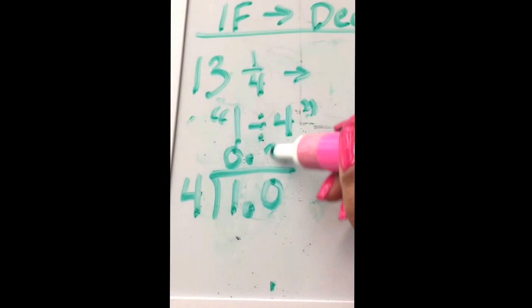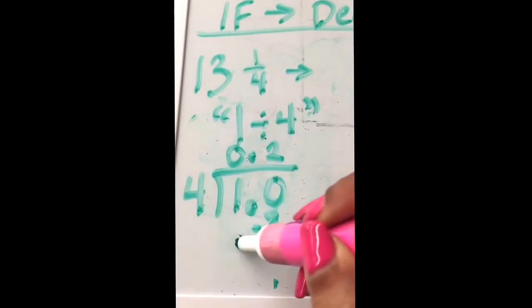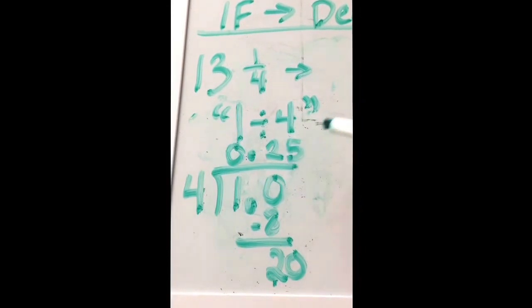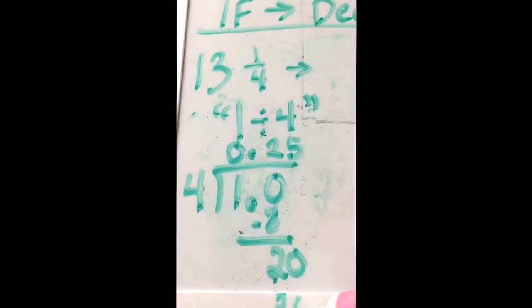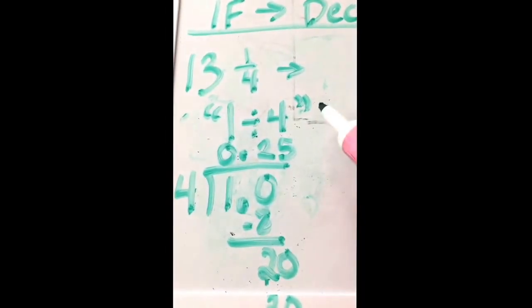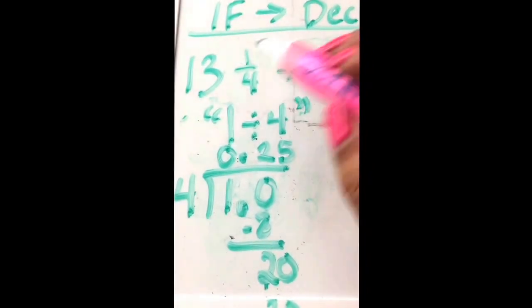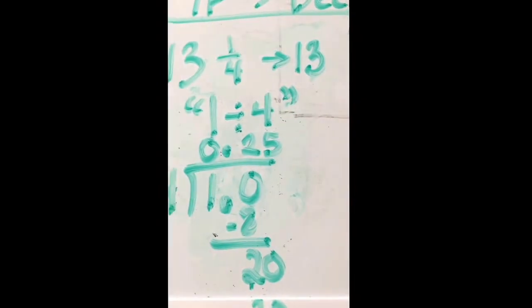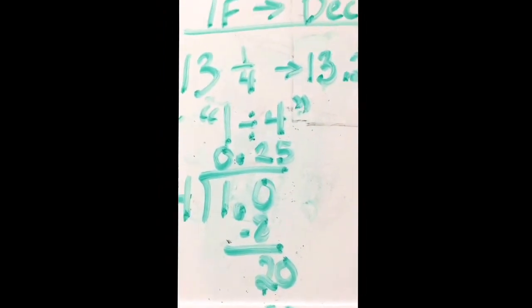4 can go into 10 2 times. That's 8. And 4 goes into 20 5 times, giving me 20. I'm not going to have any remainder here, but I have the 0.25. So now when I go on top, I know I have 13 plus my 25 hundredths. So both ways will work.